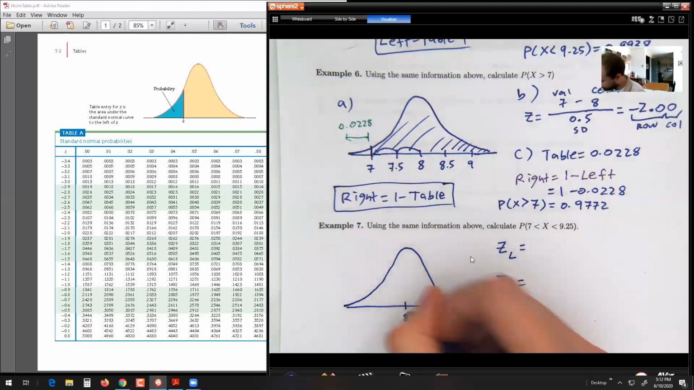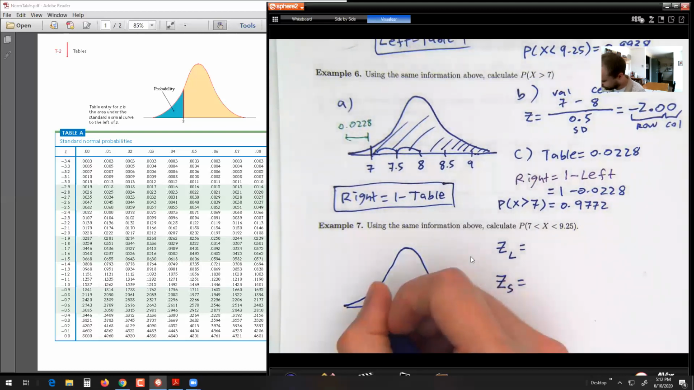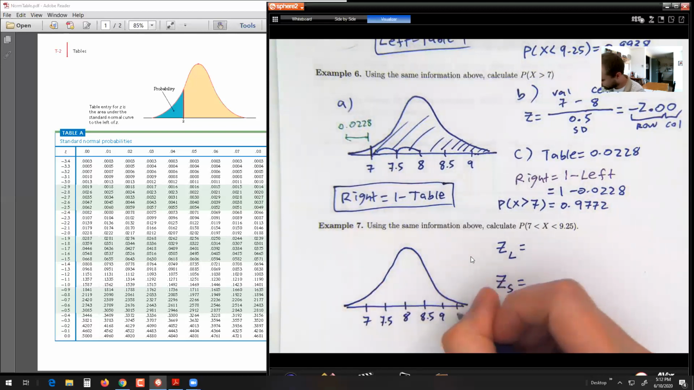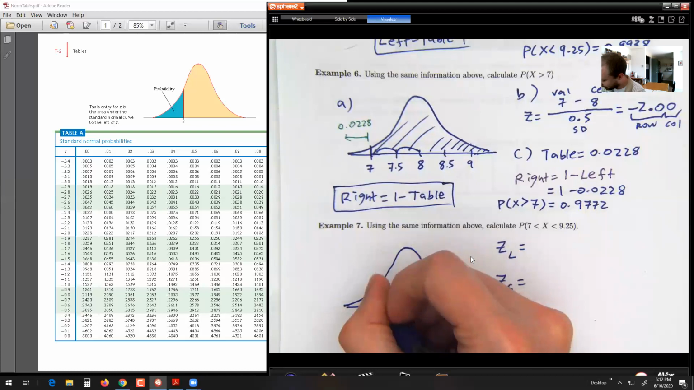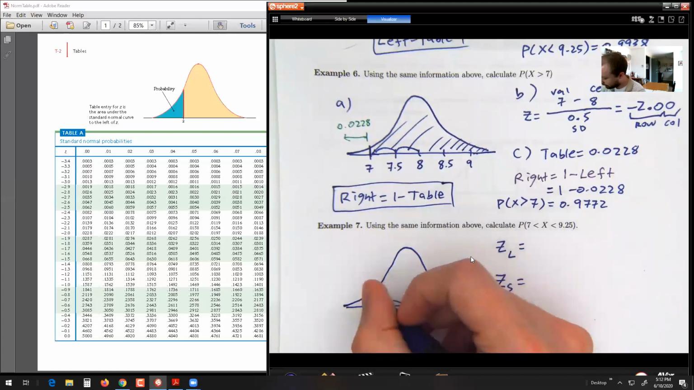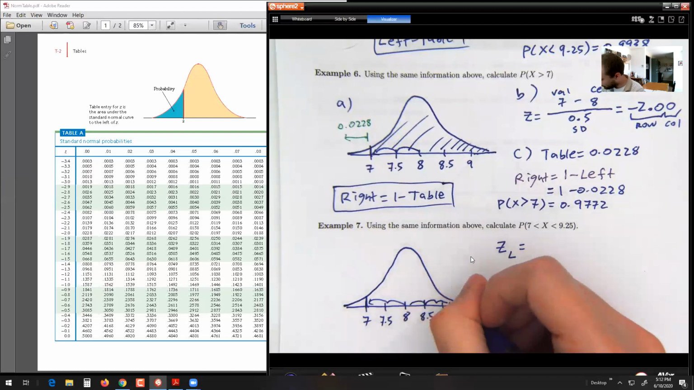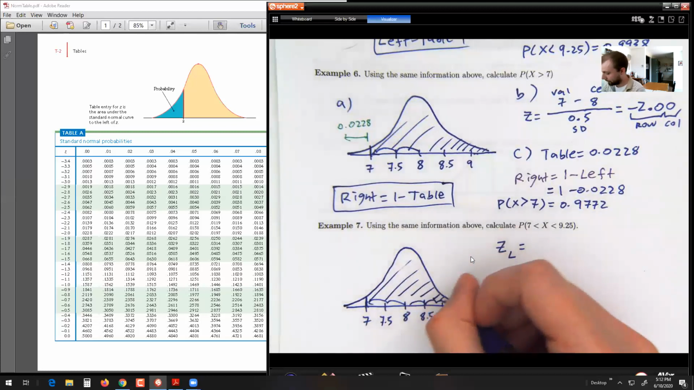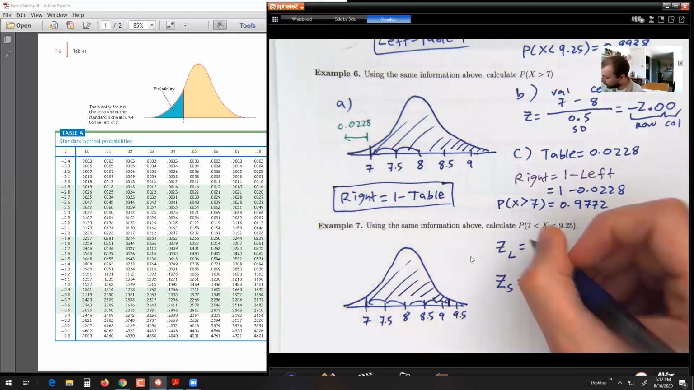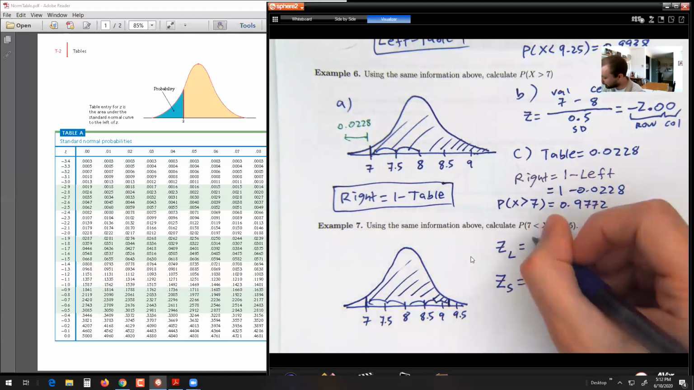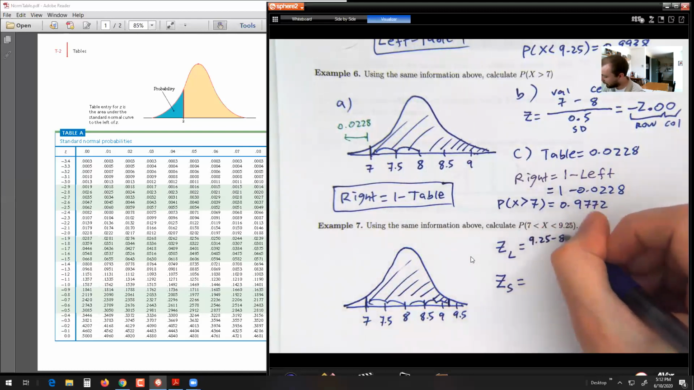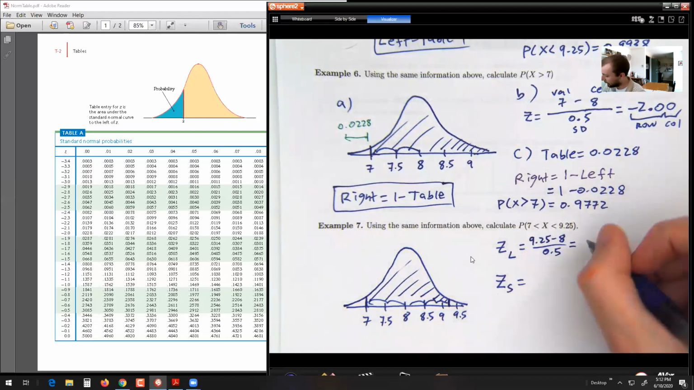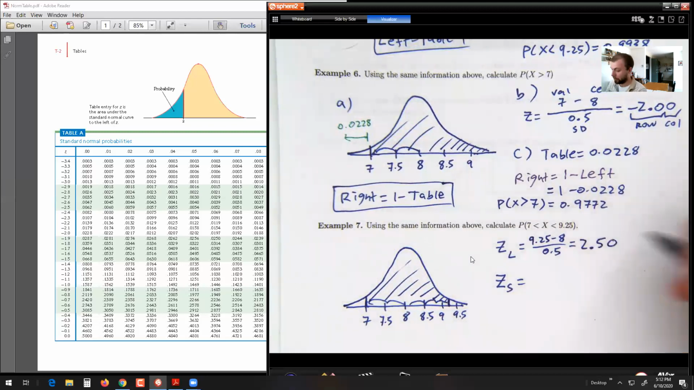So center is 8. I'm counting by 0.5. And I'm shaded between 7, that looks like it's 2 standard deviations down, and 9.25, that looks like that's 2.5 standard deviations up. I'm going to calculate the z-scores. The z-score for the large value, the large is 9.25, minus the center of 8, divided by the standard deviation of 0.5, and I get 2.50.